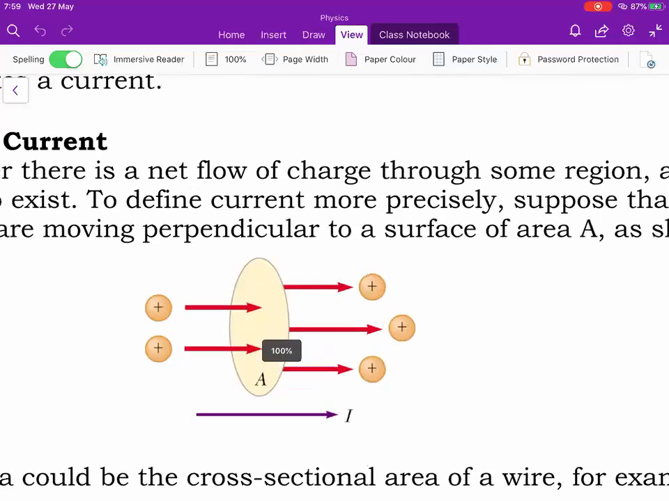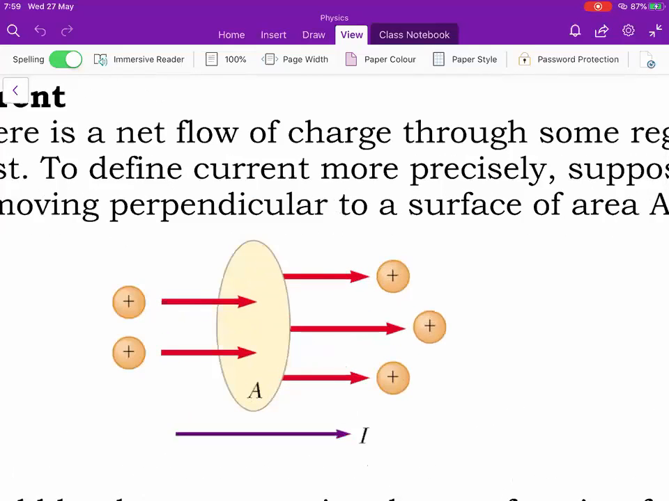So if you take, let's say this is your cross section of area A, and this plus charge is given to you that these are the charge carriers which is responsible for current. So if these charges are crossing this given area in a specific direction, which is normal in this case to the area, then you say that current is there. Okay, so there should be a net transport of charge.